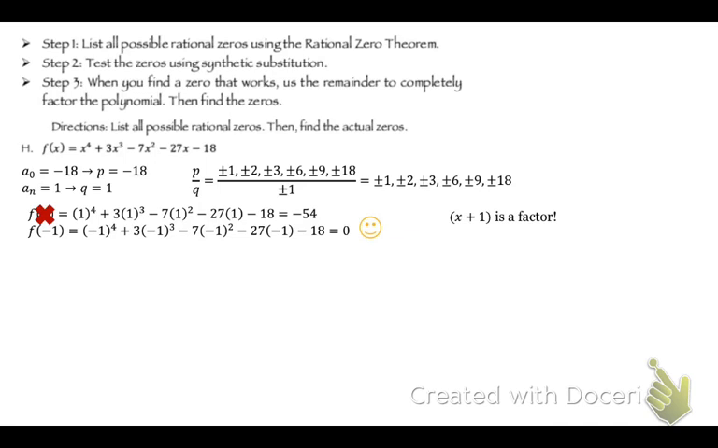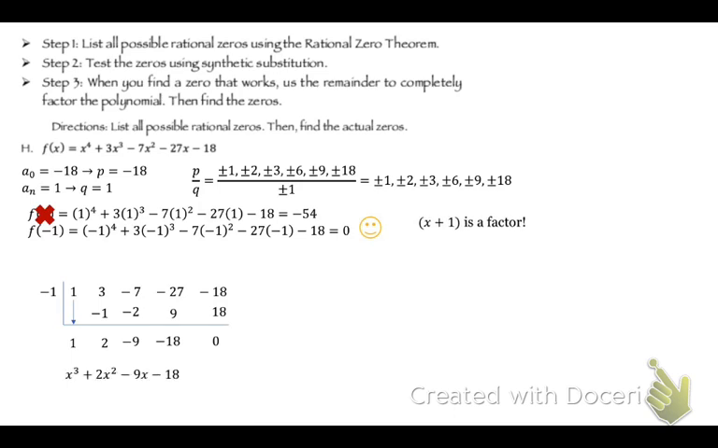But now I'm going to use synthetic division with our factor of x plus 1. So I have negative 1, 1, 3, negative 7, negative 27, 18. Bring down the 1. 1 times negative 1 is negative 1. 3 plus negative 1 is 2. 2 times negative 1 is negative 2. Negative 7 plus negative 2 is negative 9. 9 times negative 1 is negative 9... negative 18, positive 18, 0. So then that is x squared plus 2x minus 18... x cubed plus 2x squared minus 9x minus 18.